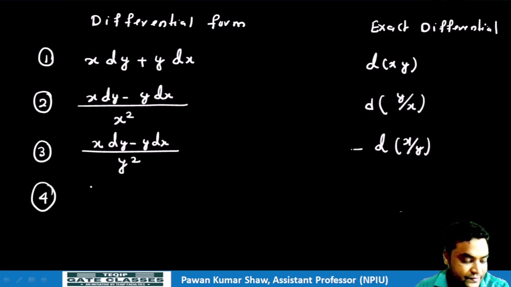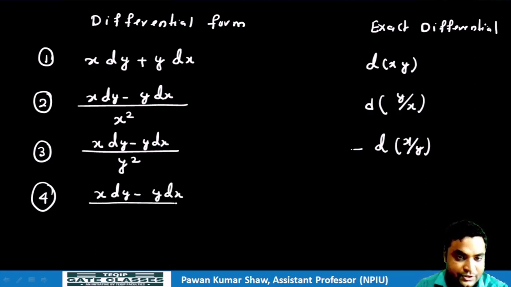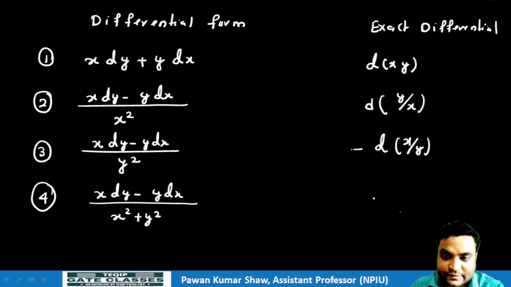Okay, another differential form. Here I have written some important differential forms, so that when you try to solve a problem, we can use them and directly solve some problems by the inspection method. Another one: x dy minus y dx divided by x square plus y square. In that case, we can write it as d of tan inverse of y by x.